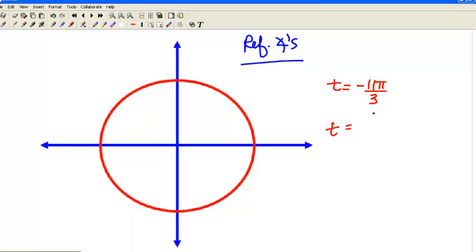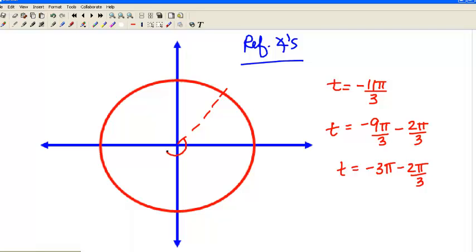What might even be more helpful here is to think of it in terms of pi. And so if we can think about this, this is really equivalent to negative 9 pi over 3 minus 2 pi over 3. So this is going to be negative 3 pi minus 2 pi over 3. If you think about where is negative 3 pi, negative 2 pi is one full rotation, negative 3 pi is another halfway around, and then minus 2 pi over 3. So it would take us to this angle here.